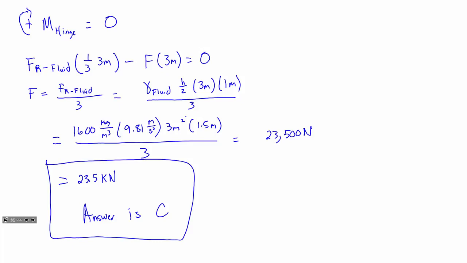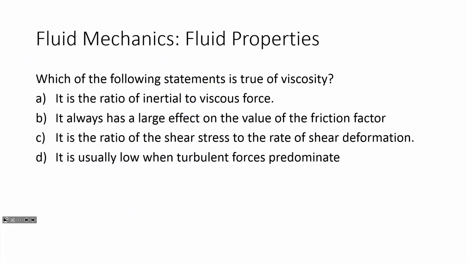All right, so moving on, we've got a couple more in the fluid mechanics section. It's kind of a conceptual question that they had in the exam. It says, which of the following statements is true of viscosity? A, it is a ratio of inertial to viscous forces. B, it always has a large effect on the value of the friction factor. C, it's a ratio of the shear stress to the rate of shear deformation. Or D, it's usually low when turbulent forces predominate. So does anybody remember what Newton's law of viscosity says?